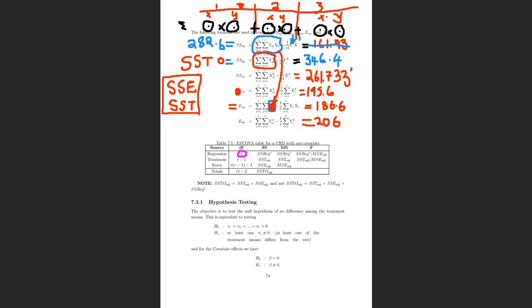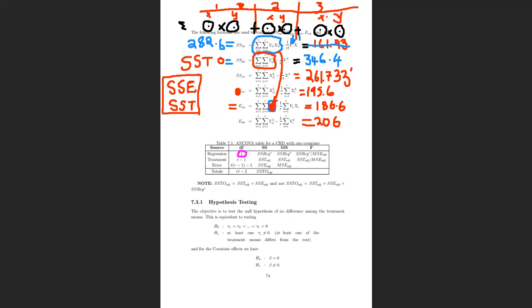Those who did first semester applied linear regression know: we have one dependent variable and one independent variable. Because we have one independent variable, whenever you're dealing with analysis of covariance, focusing on CRD, it's always 1.